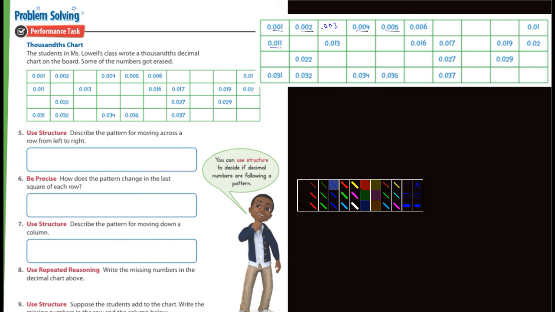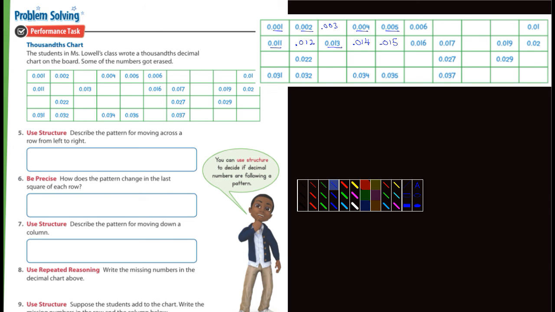0.011. And then we have here 0.013. What do you think this would be? 0.012. This would be 0.014. 0.015. What do we have here? 0.022.